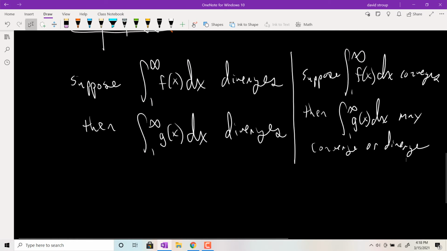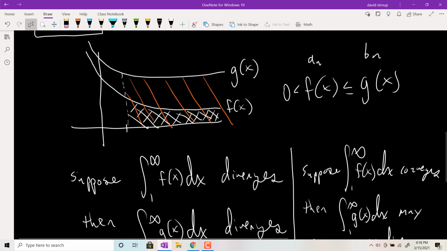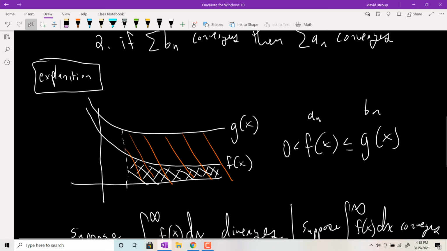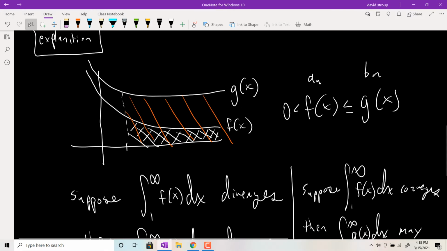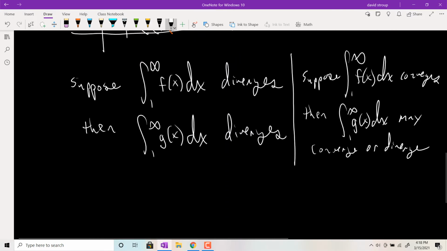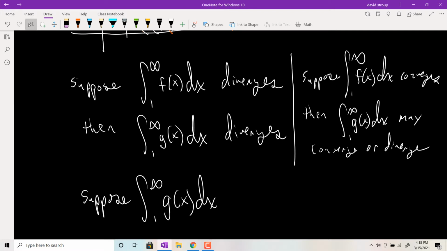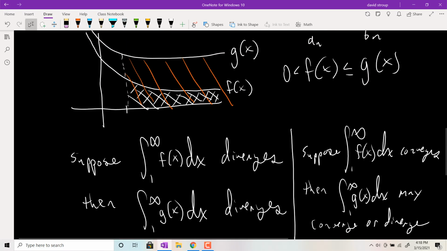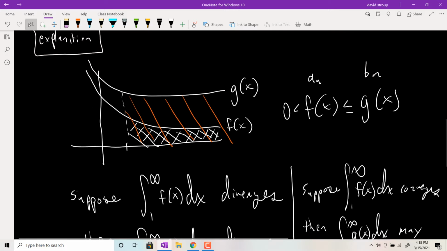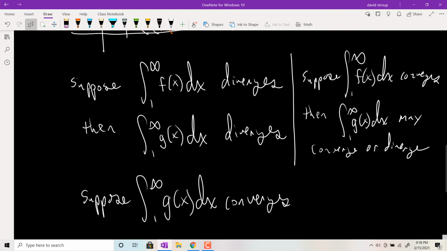The second case is then supposing that the integral of g of x is convergent. So suppose the area underneath the graph of g of x dx is finite, so it converges to some number. So this red area is some finite number. What can you say about the area underneath f of x then? Well, obviously it's less than g of x, so it's going to be some number less than this integral. So it's also going to converge.